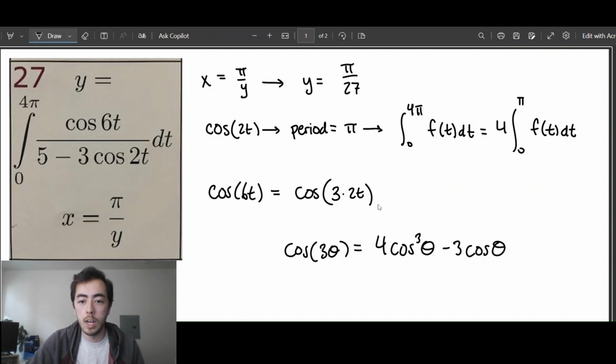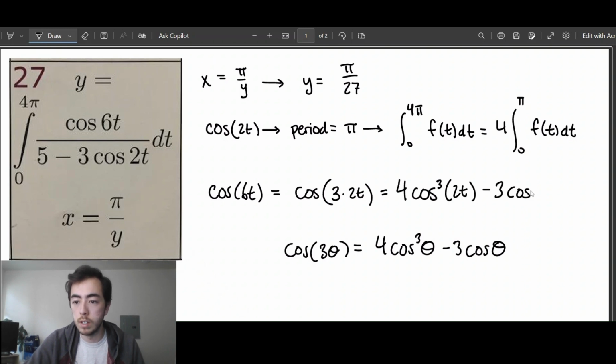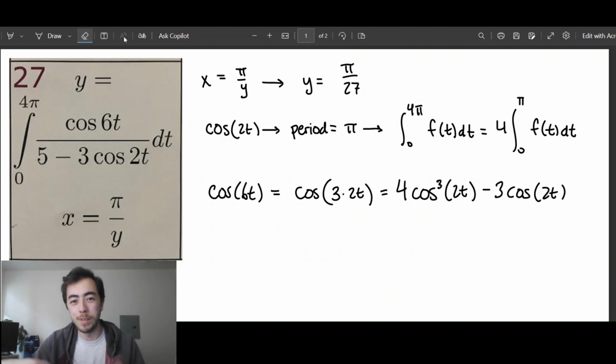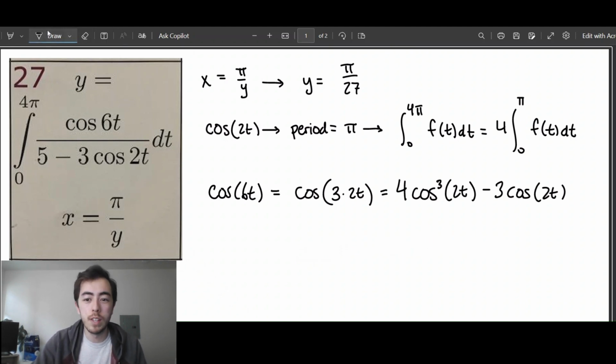All that's happening right here is that theta could be substituted for 2t. And so I'll get 4 times cosine cubed of 2t minus 3 cosine of 2t. Now, for starters, it looks like I'm complicating things, honestly. And maybe I am because I'm introducing more terms. But the idea here is I do have cosine of 2t all throughout my integrand.